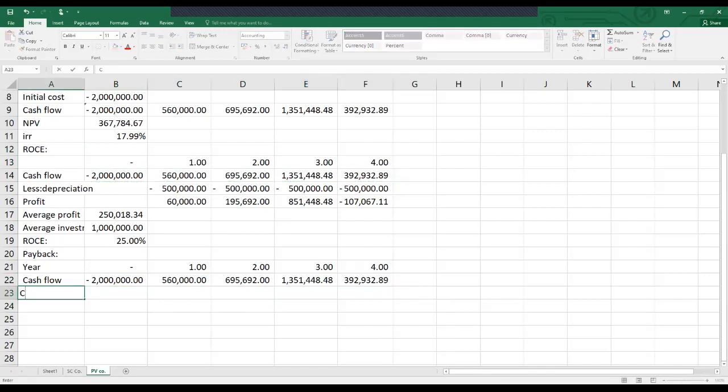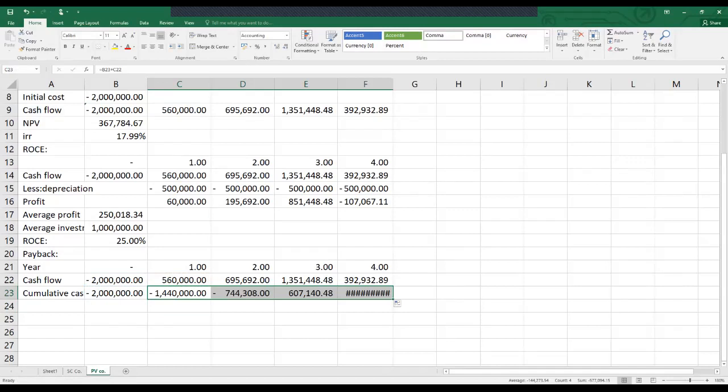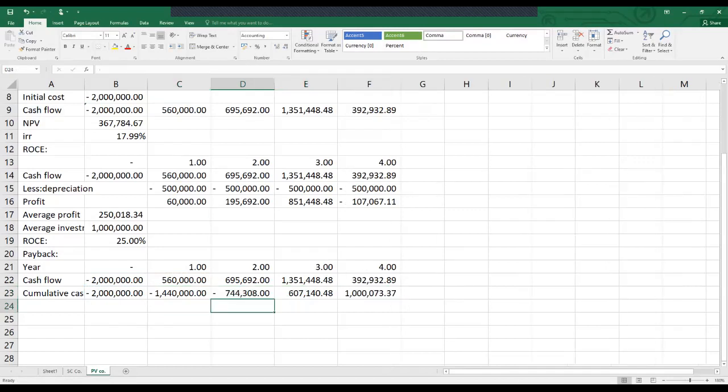Then how can I have your cumulative cash flow? Cumulative cash flows. It will be equal to 2 million for year zero. For year one, it will be equal to the cumulative 2 million, plus what you've earned, which is 560. Therefore, we get the remaining balance. So you could drag across for the entire 4 years. Therefore, by the end of year three, you've already covered your entire money that you needed, the 607.